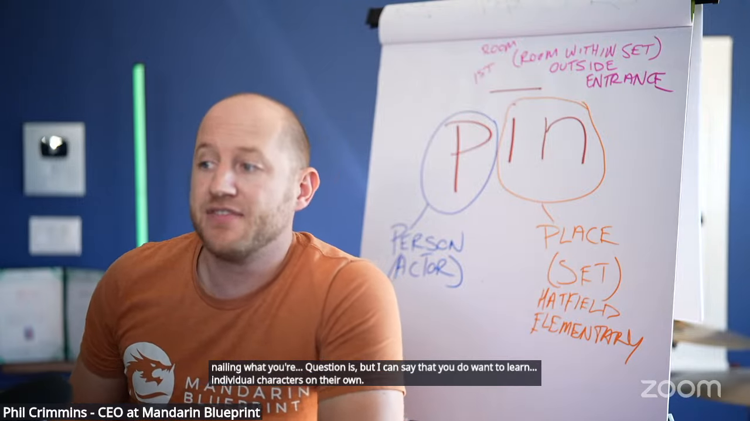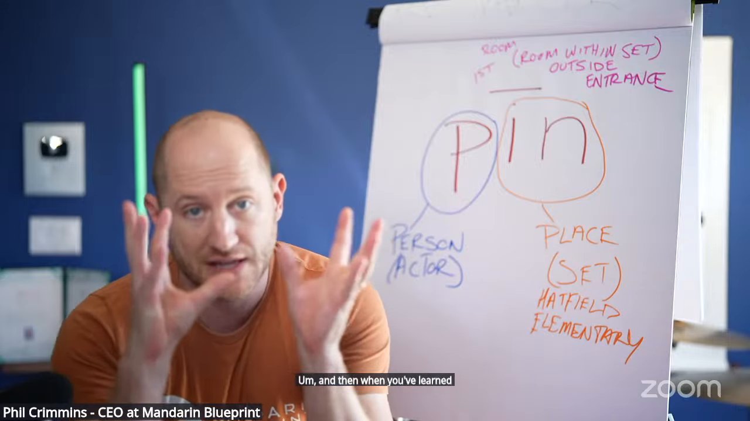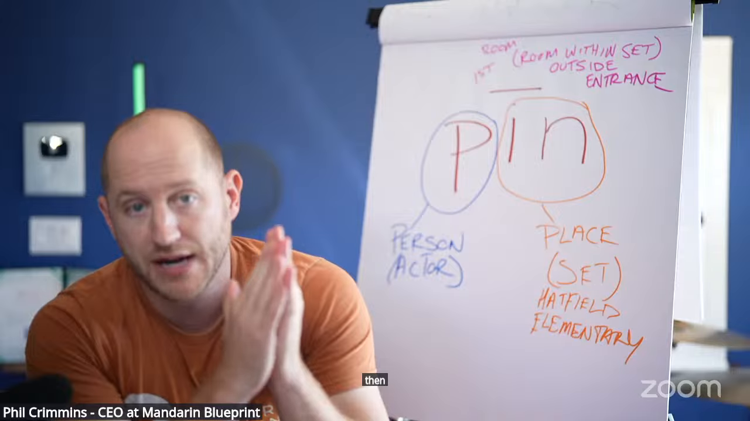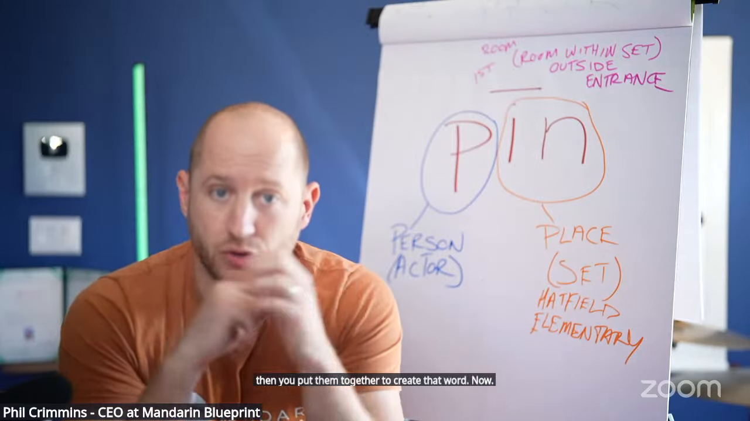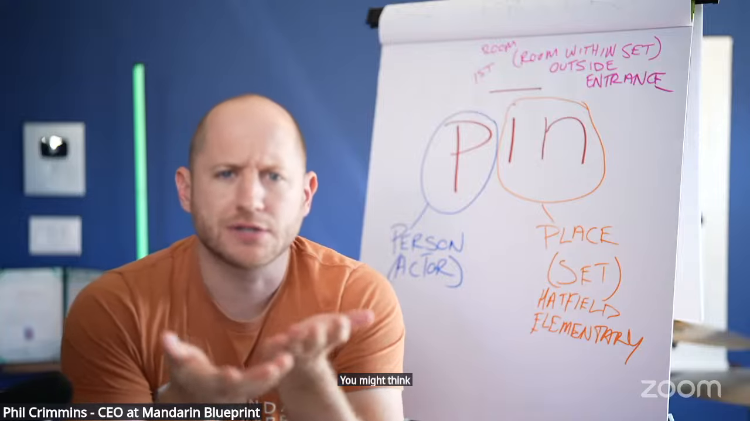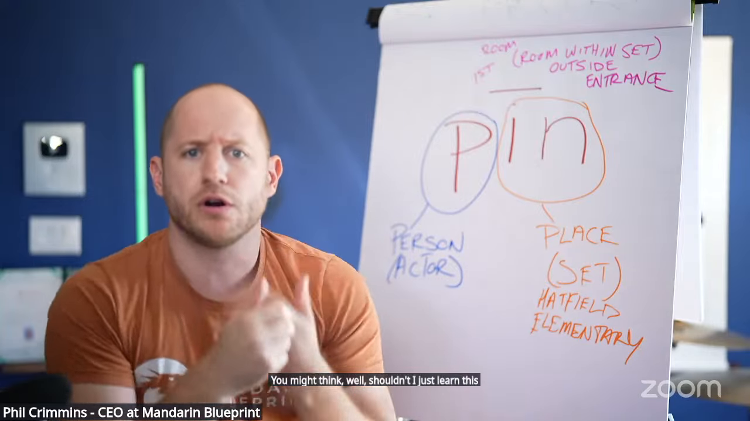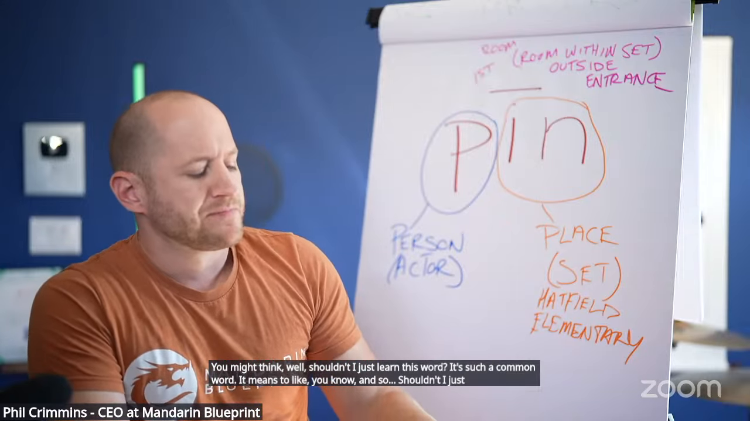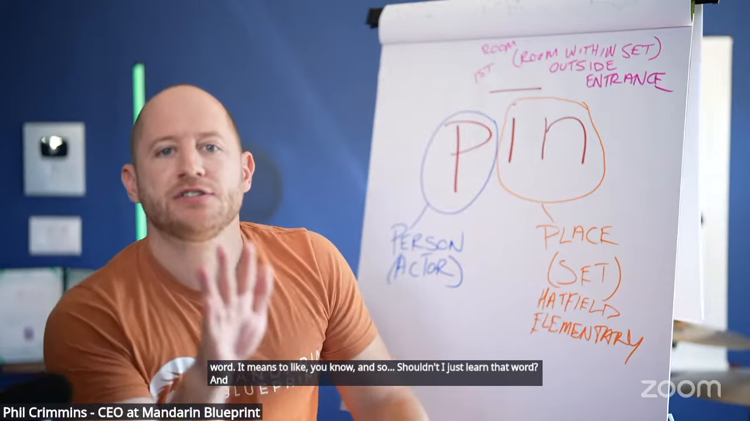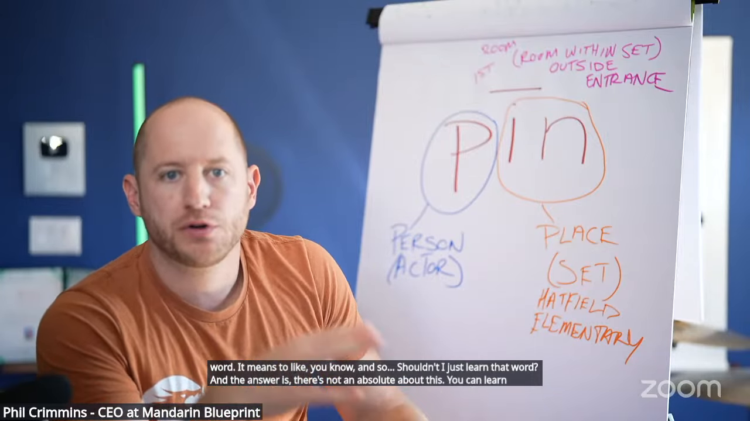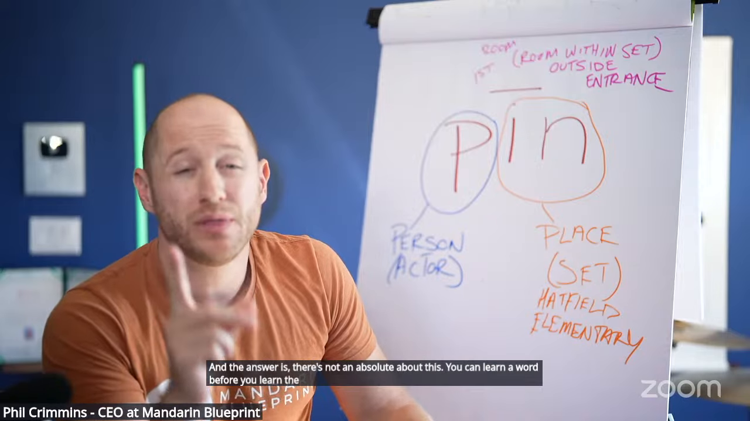And then when you've learned both characters that make up a word, then you put them together to create that word. Now, when you look at a word like Sichuan, you might think, well, shouldn't I just learn this word? It's such a common word. It means to like, and so shouldn't I just learn that word? And the answer is there's not an absolute about this. You can learn a word before you learn the characters, but know this.